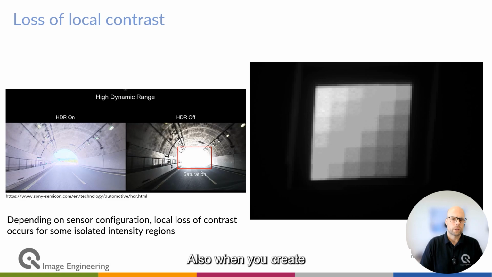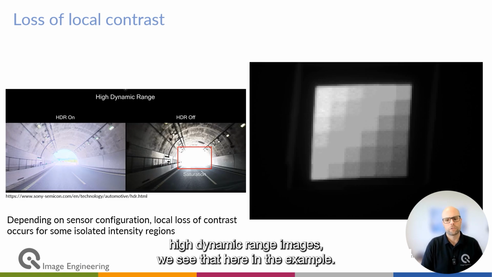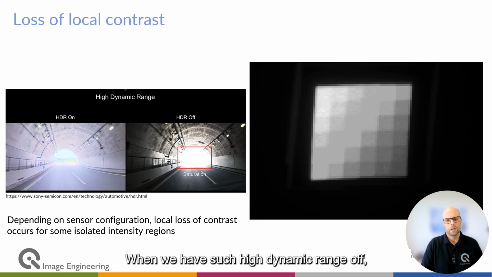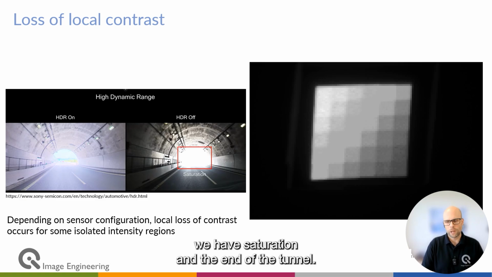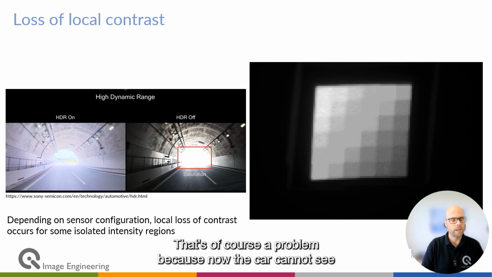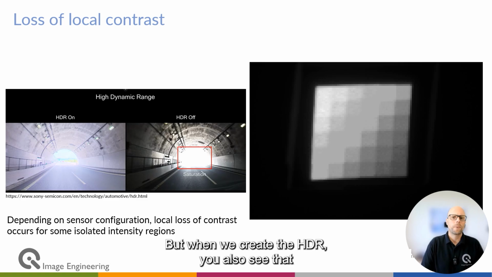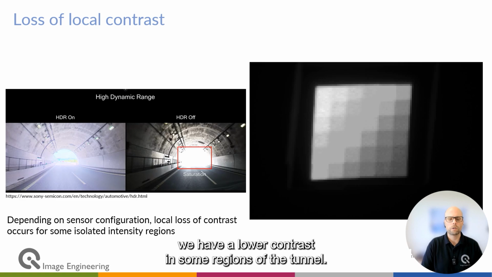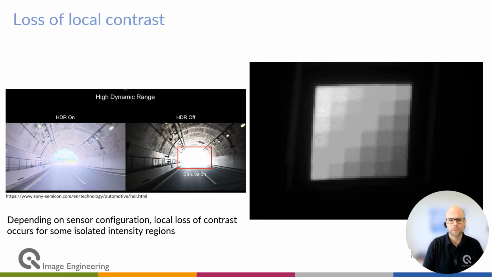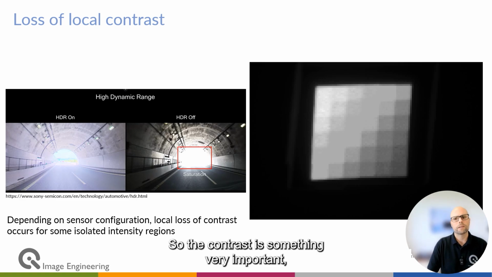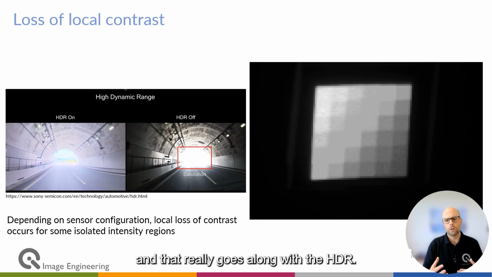Also, when you create high dynamic range images, we see that here in the example. So when we have the high dynamic range off, we have saturation at the end of the tunnel. That's of course a problem because now the car cannot see beyond the end of the tunnel and there might be something important, so that should brake. But when we create the HDR, you also see that we have a lower contrast in some regions of the tunnel. So the contrast is something very important, and that really goes along with the HDR.